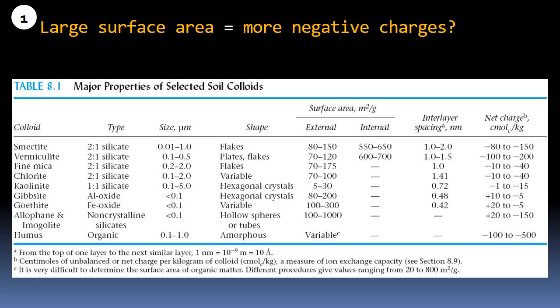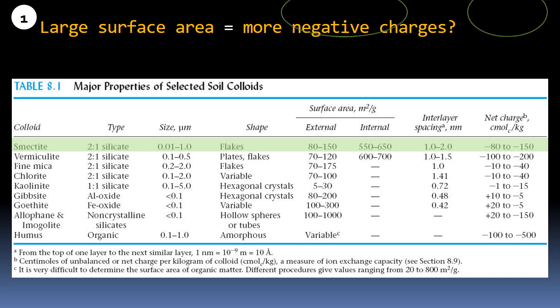This table shows you different types of colloids, like smectite, vermiculite, and so on. It shows you also the type of each colloid, whether it's a 2-to-1 or 1-to-1 silicate, or other types of colloids like aluminum and iron oxide or organic. It shows you the size, the shape, and the surface area. Some of them have internal and external surface area, some of them not, and the interlayer spacing and the negative charges. If we start by looking at smectite, which is a 2-to-1 crystalline silicate clay, it looks like flakes.